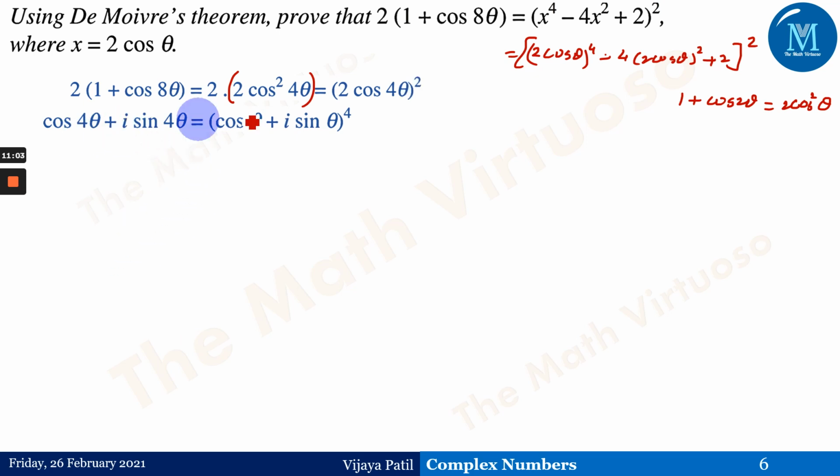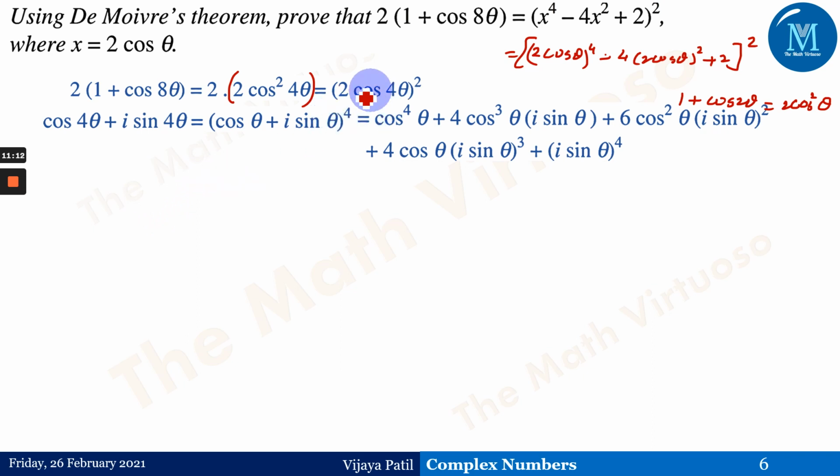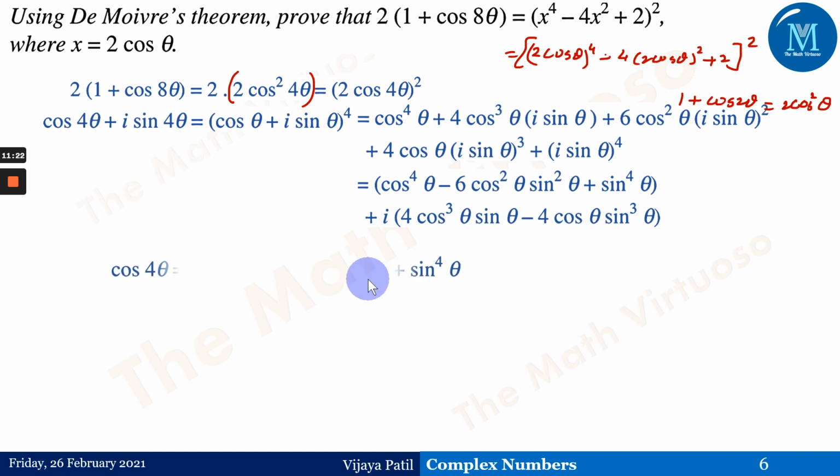Now, because we need cos of 4 theta here, this is cos of 4 theta plus i times sine of 4 theta, which is (cos of theta plus i sine of theta) to the power 4. Again, De Moivre's theorem we are going to use. Why are we doing this exercise? We are doing this exercise to get the value of cos of 4 theta. Again, using the binomial expansion you will get the terms like this. After that you will reach this particular identity.